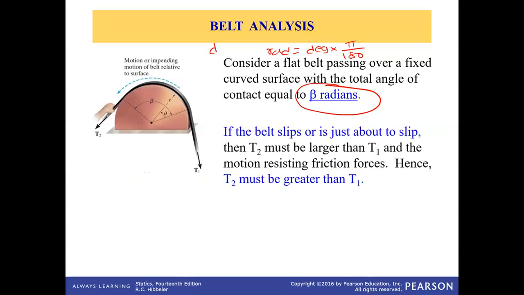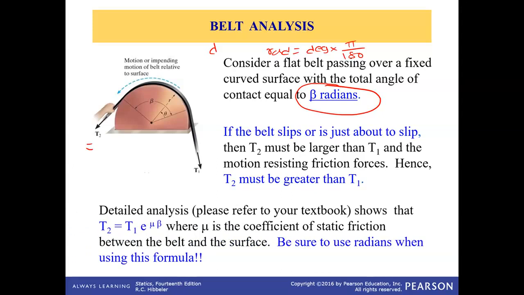If the belt slips or is just about to slip, then T2 must be greater than T1, and the motion is resisted by the friction forces. Hence, T2 can be calculated using this equation: T2 divided by T1 is equal to e to the power mu beta, where e is the exponential, mu is the coefficient of friction between the belt and the drum or the wheel, beta is the angle in radians, and T2 and T1 are the tensions at both ends of the belt.